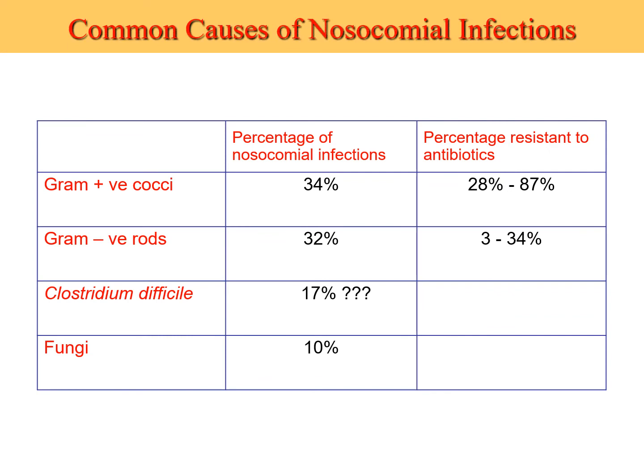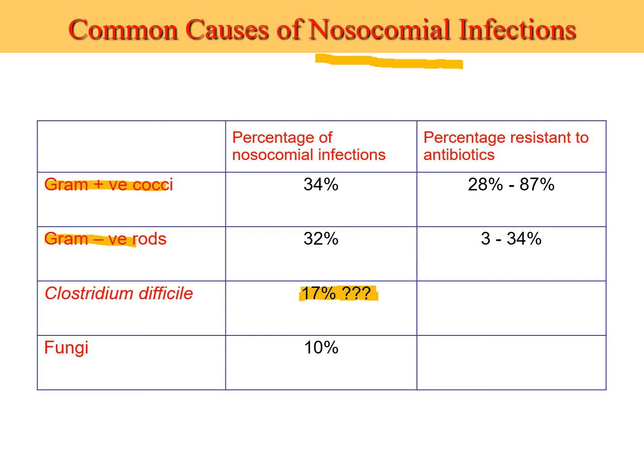When we look at nosocomial infections, the kind of organisms that cause them often are gram-positive organisms. The next most common are gram-negatives. C. difficile, this percentage varies depending on the institute. Probably in many institutes now it's lower, but it's still a problem. Still a significant percentage of the nosocomial infections that are occurring.